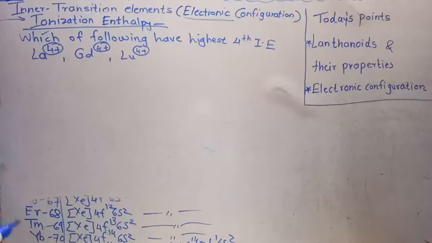They are showing the same oxidation state, that is +4. How do you find out which shows the higher ionization enthalpy?